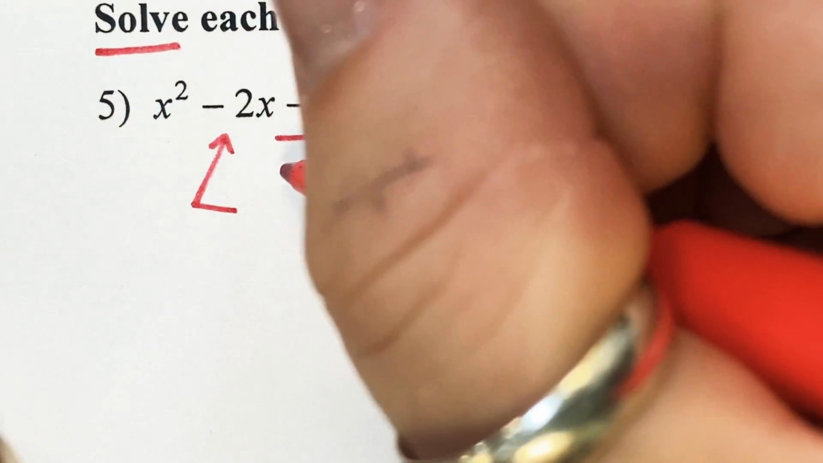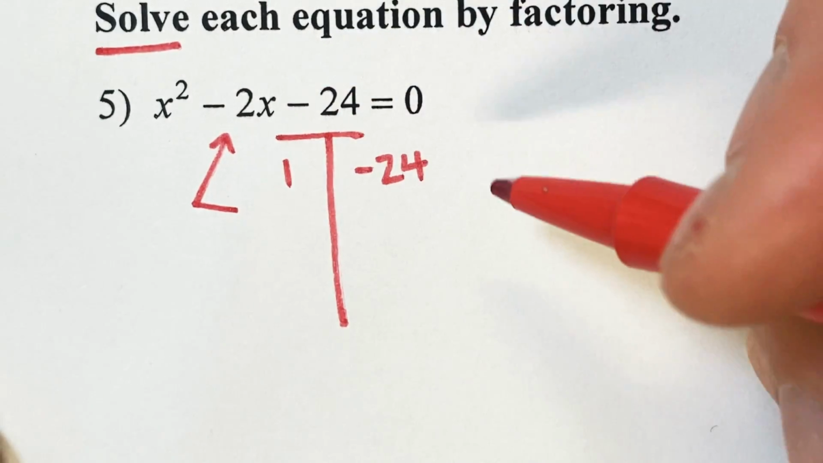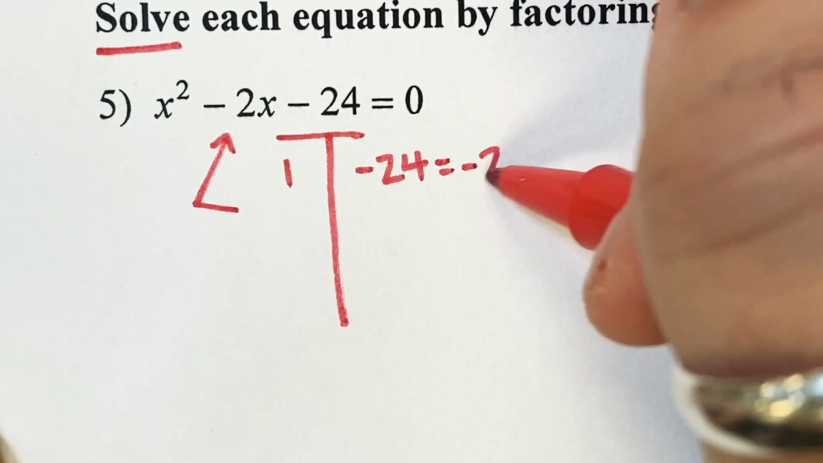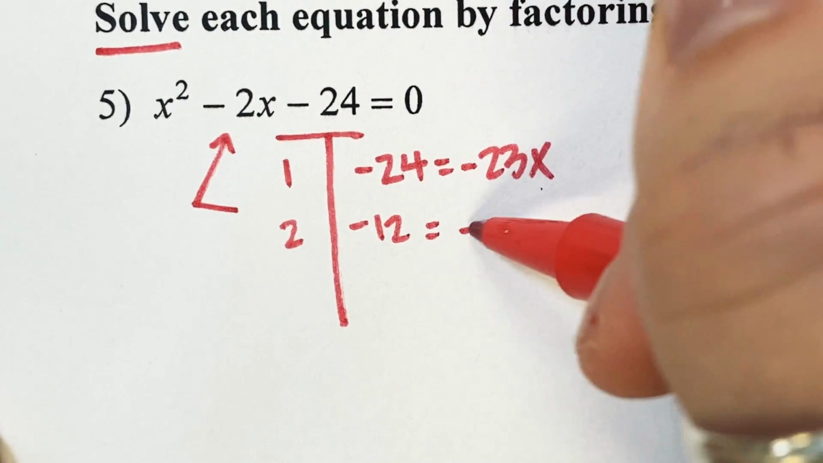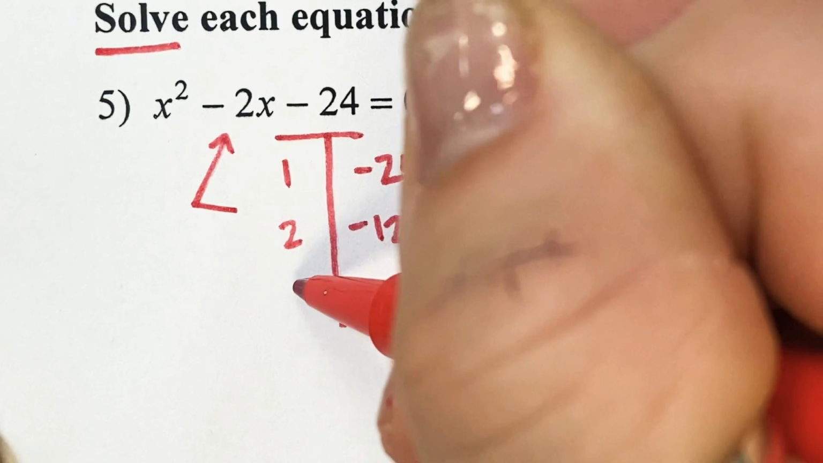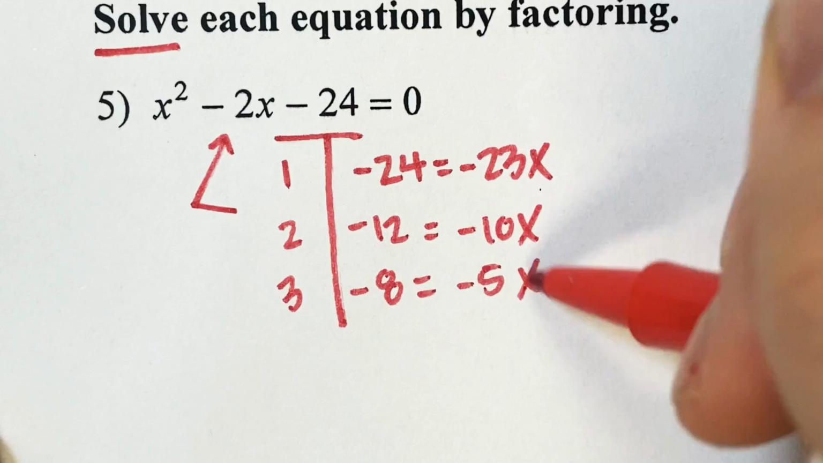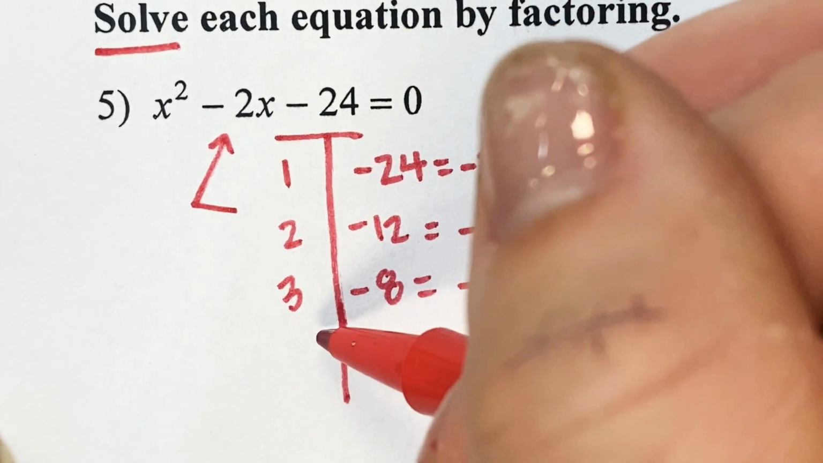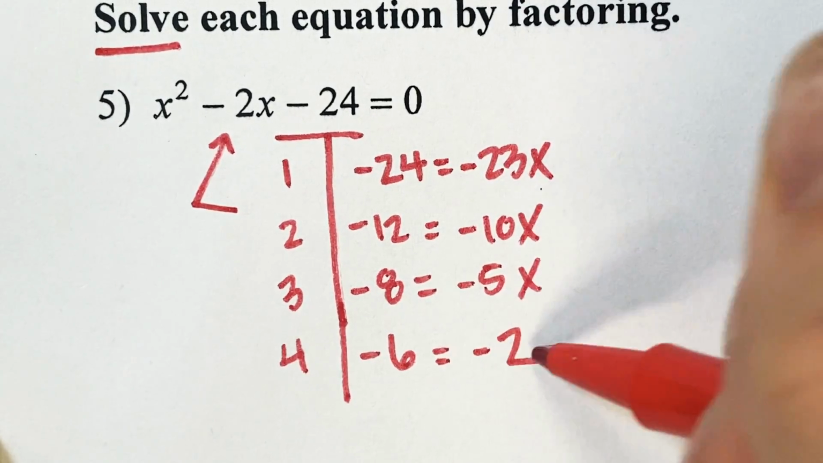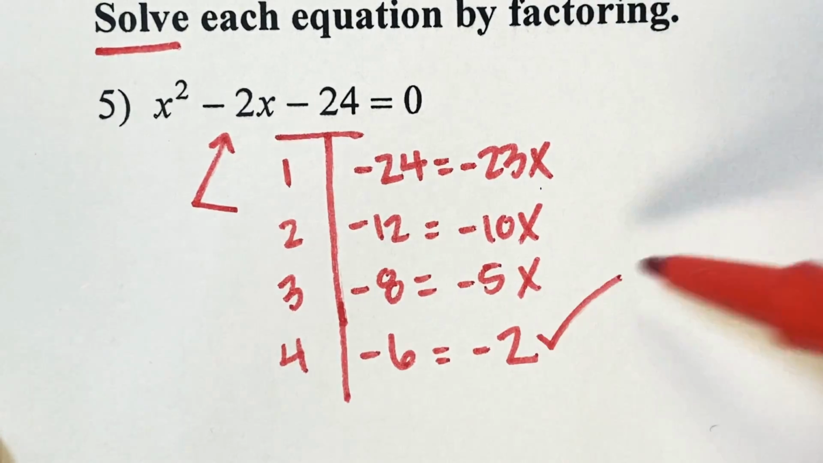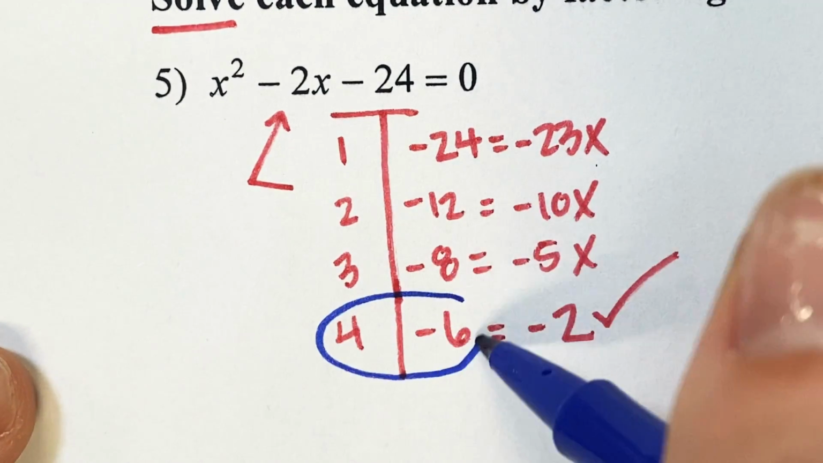Okay, well, I have 1 and negative 24. Remember, one has to be positive, one has to be negative to give me negative 24. It's going to give me negative 23, so nope. 2 and negative 12, that's going to give me negative 10, nope. 3 and negative 8, that's going to give me negative 5, nope, but we're getting closer. Okay, what about 4 and negative 6? That one, when 4 take away 6, I will get negative 2. Okay, so we found our two numbers.